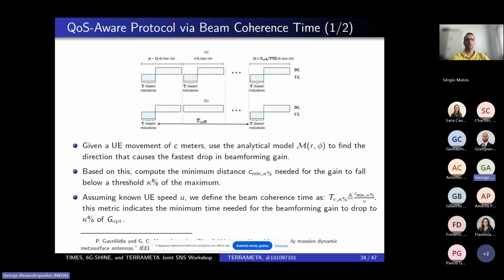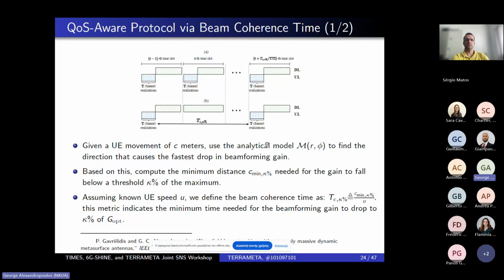Now the QoS-aware protocol, which uses this key notion of beam coherence time. Suppose that you have a UE that moves for C meters. We can use the analytical model we derived before to find the direction that causes the fastest drop in the beamforming gain. So imagine that the UE is getting closer to you or getting further from you, right? This actually determines how the protocol runs.